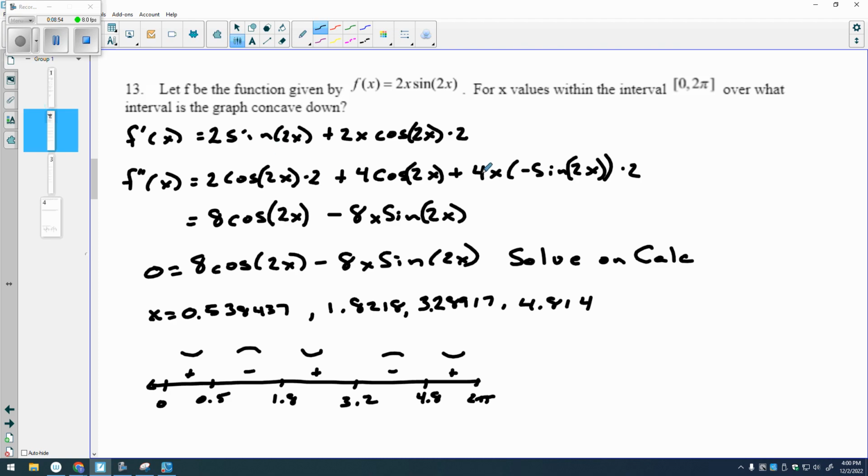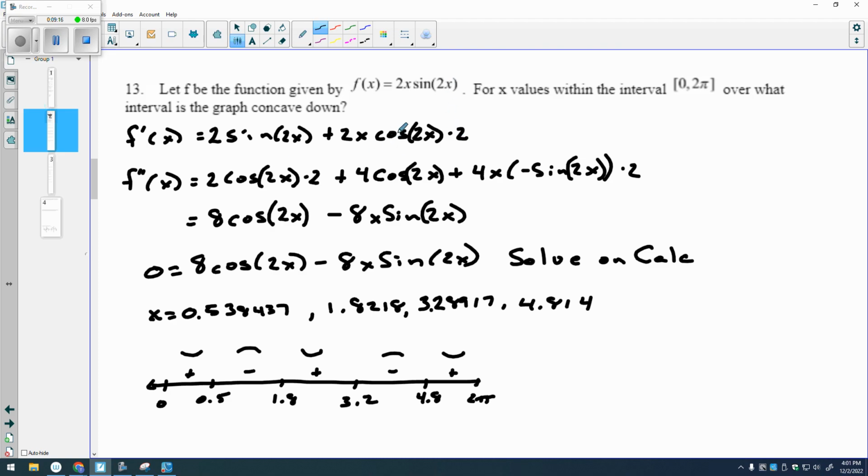But you can see my work. You can hit pause and look through that. I think it's pretty straightforward. It's product rule, derivative of the first times the second plus the first times the derivative of the second. Don't forget the inside function's derivative. Oh, sorry. Inside function derivative is 2. Don't forget that one.